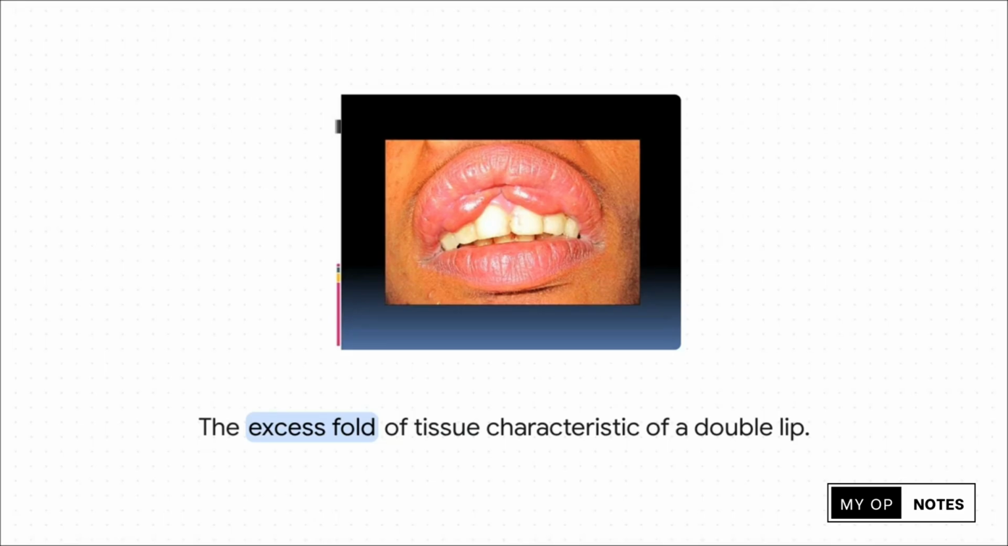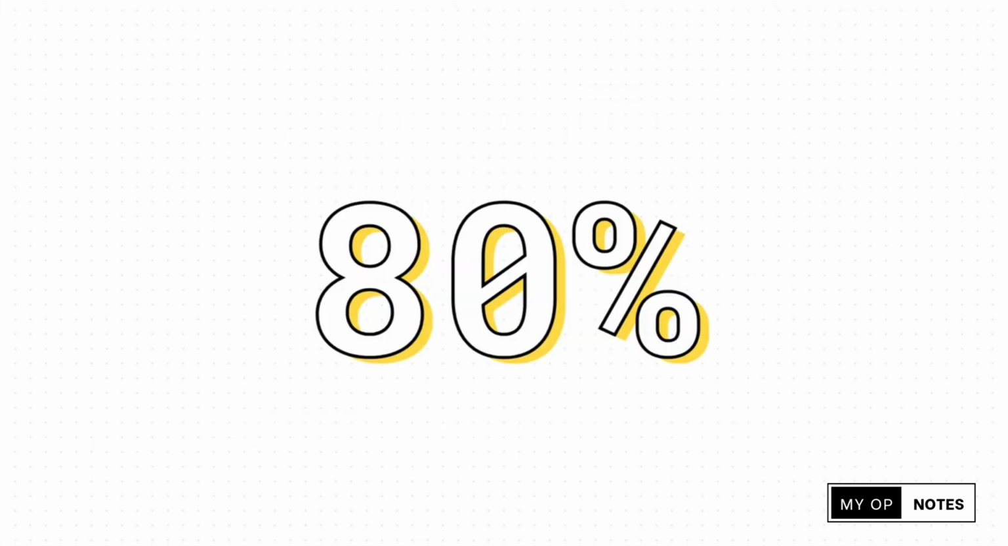And as you can see right here, it's not always obvious. That is, until the person smiles or talks. That's when this extra fold becomes visible, and it creates the appearance of a second lip just sitting behind the first.